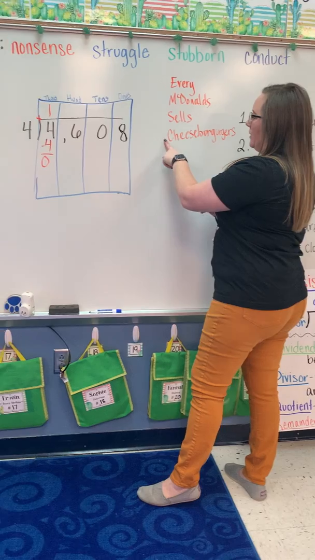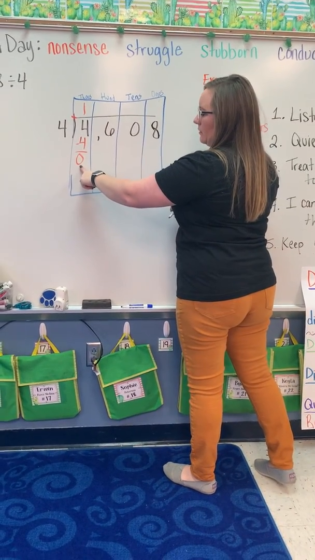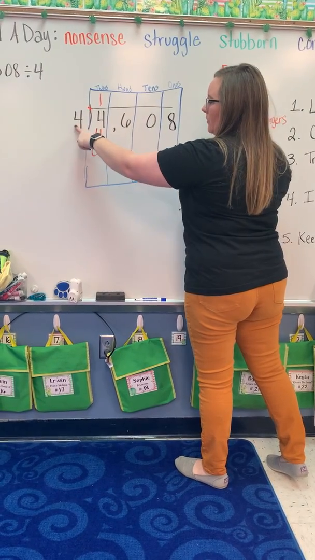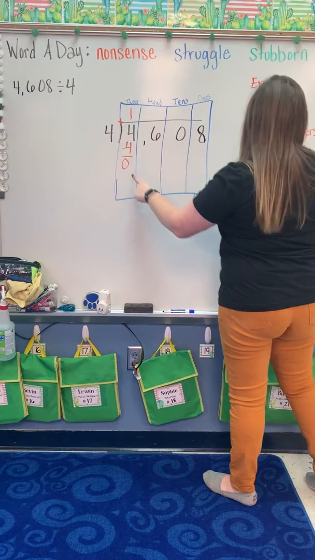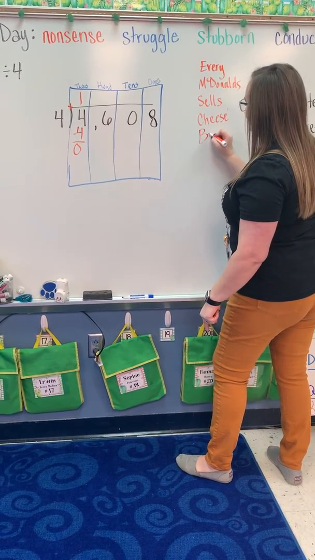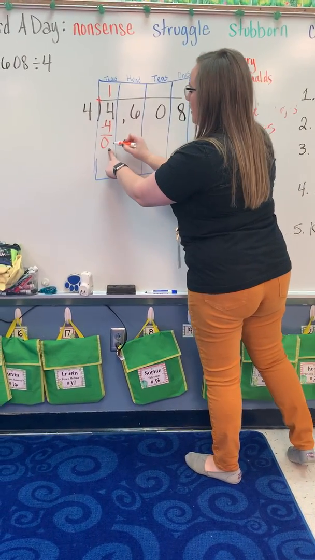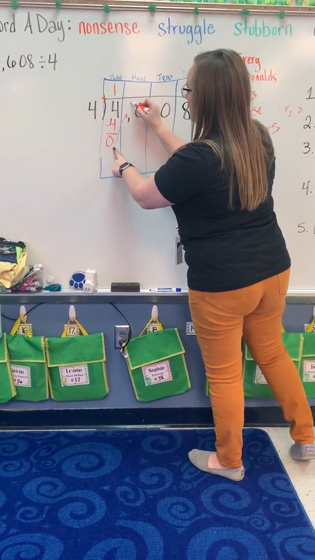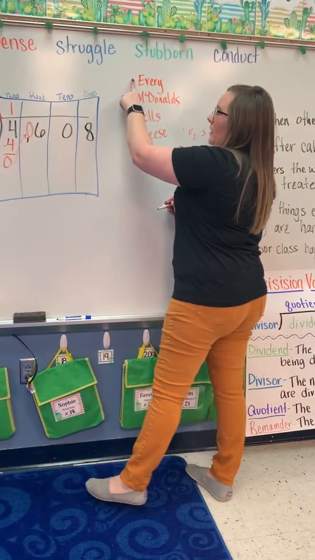So then I'm going to check my remainder right here. Is 0 less than 4? Yes. And then, sorry, cheese, and then burger should actually be another word right here. And then I'm actually going to bring up. So I'm going to bring this 0 up here. Then I'm going to start back here at the top.